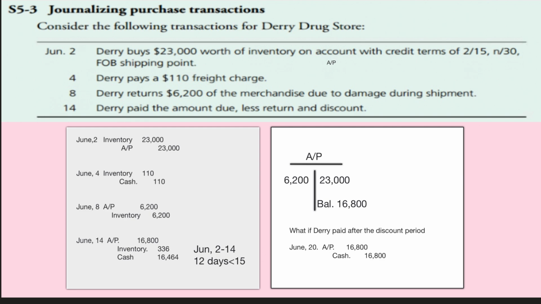Okay, so as you can see, it's gonna be accounts payable in the debit to cash in the credit, and he's gonna pay the full amount. This is the case if he paid after 15 days. So you need to count from the purchase date, from June 2nd until the payment date, June 20. So you have 18 days, so I need to pay the full amount. There will be no discount for Derry. Okay, hope it's clear. This is the purchase cycle transactions, and I hope that you understand it.